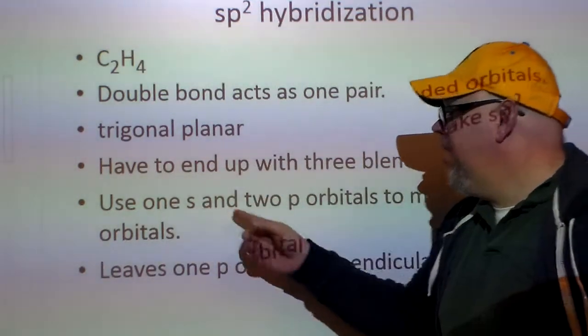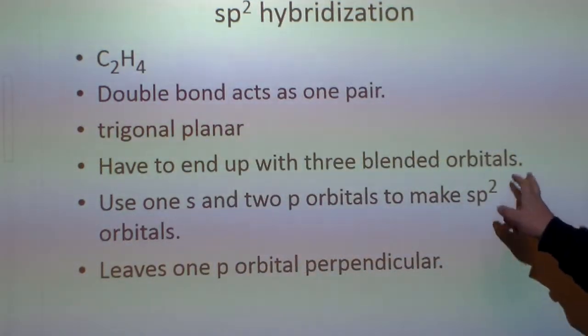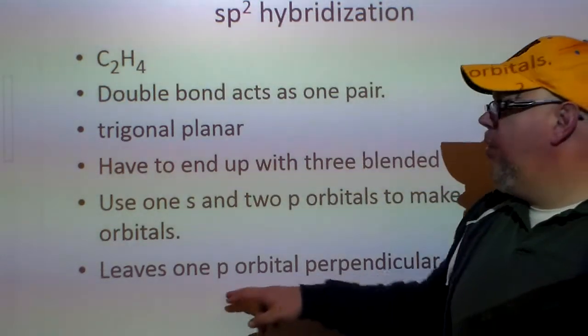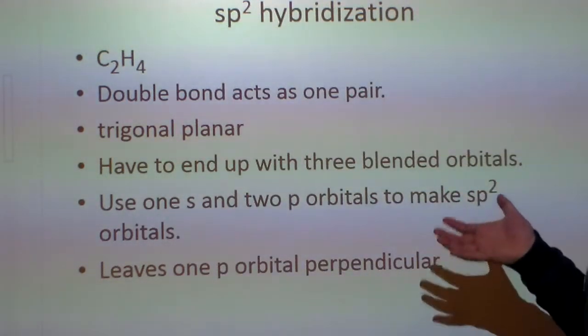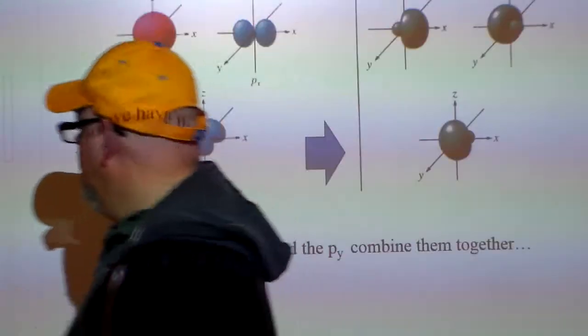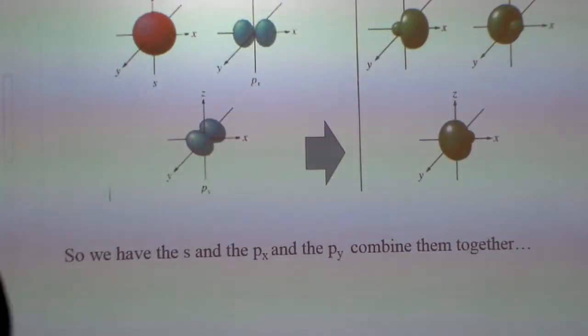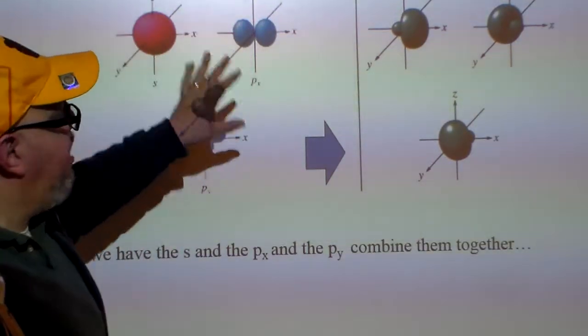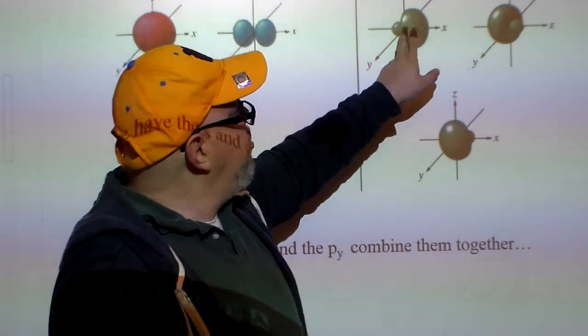Well, they used the 2s and 2p orbitals to make this sp2 orbital, which means that there's 1 p orbital that is actually perpendicular to this. So this is what it would look like. We have the px and the py with the s, and now we're combining them together. So this is what you would get.